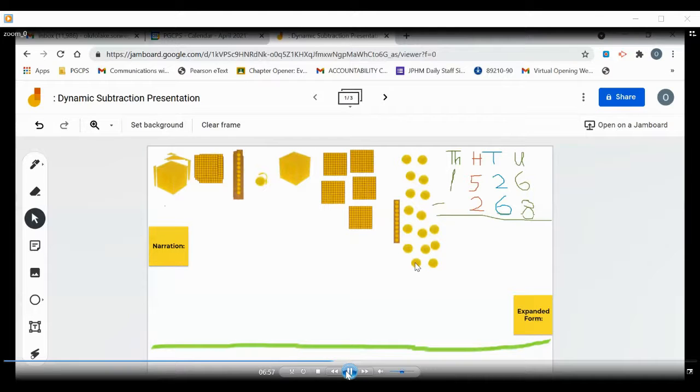So I'm going to minus 8 units. 1 unit, 2 units, 3 units, 4 units, 5 units, 6 units, 7 units, 8 units.